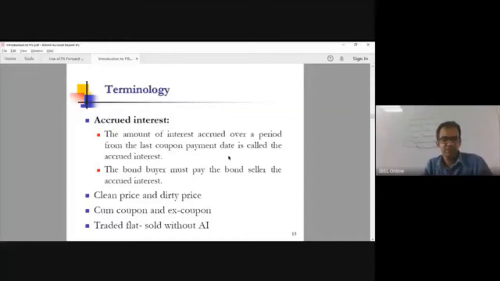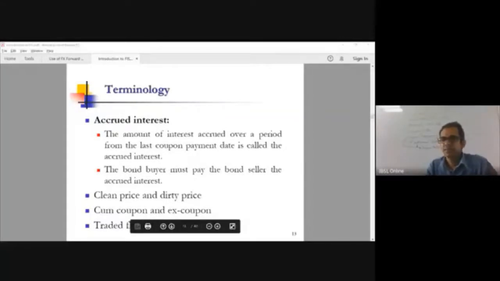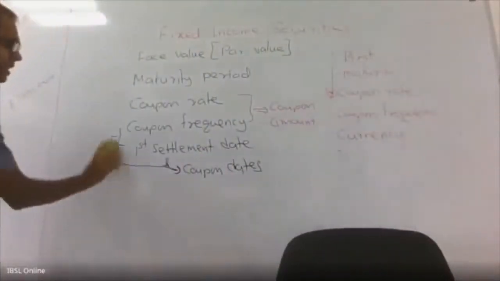Then the concept, the accrued interest. What is that accrued interest?